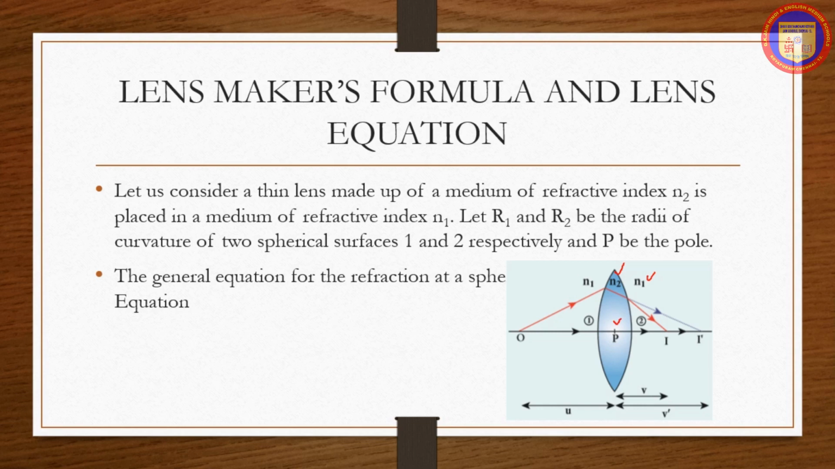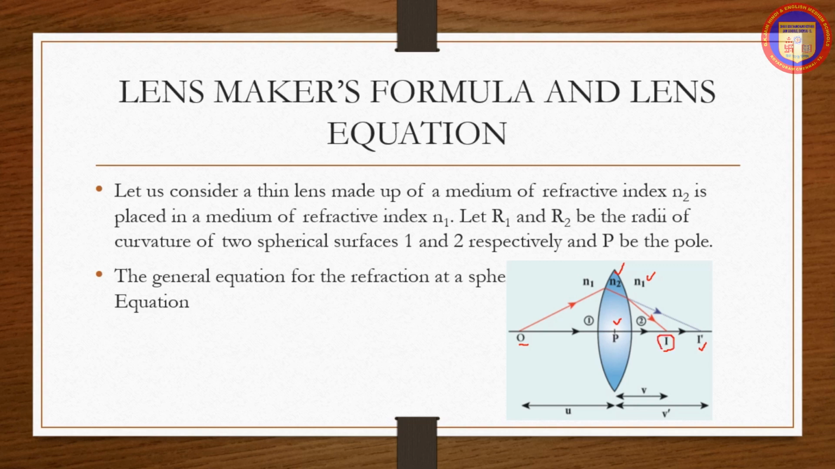Consider a point object O on the principal axis. The ray which falls very close to P, after refraction at surface 1, forms an image at I dash. Before it reaches there, it is again refracted by the second surface. Therefore, the final image is formed at I.